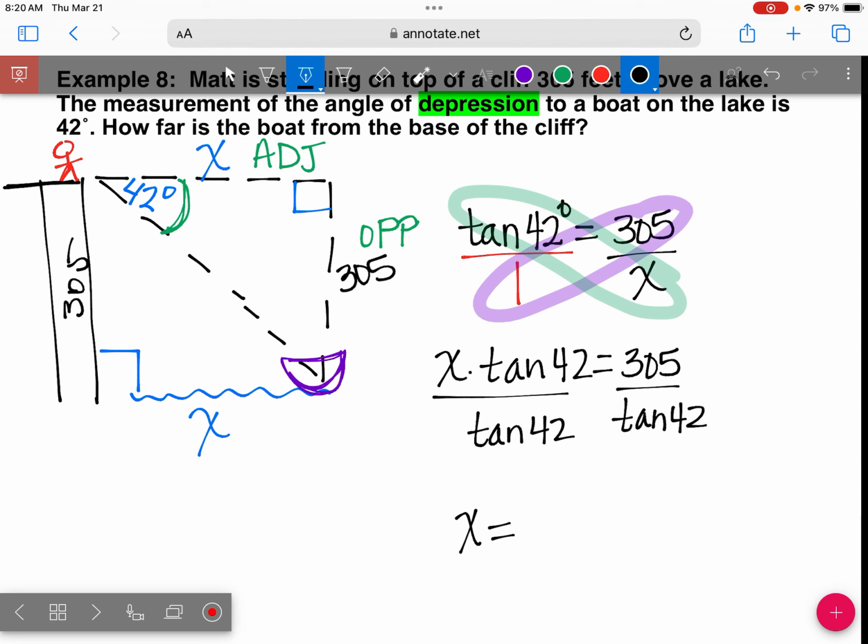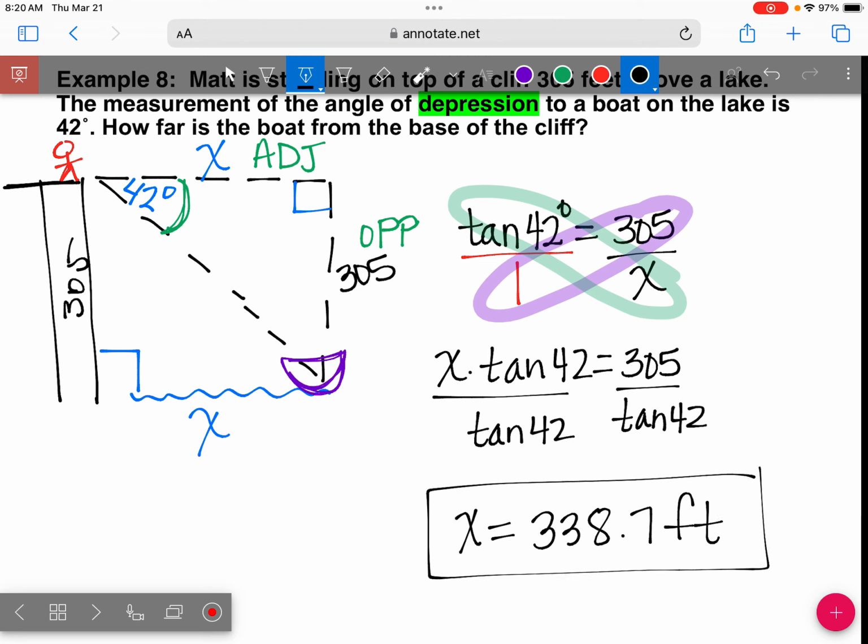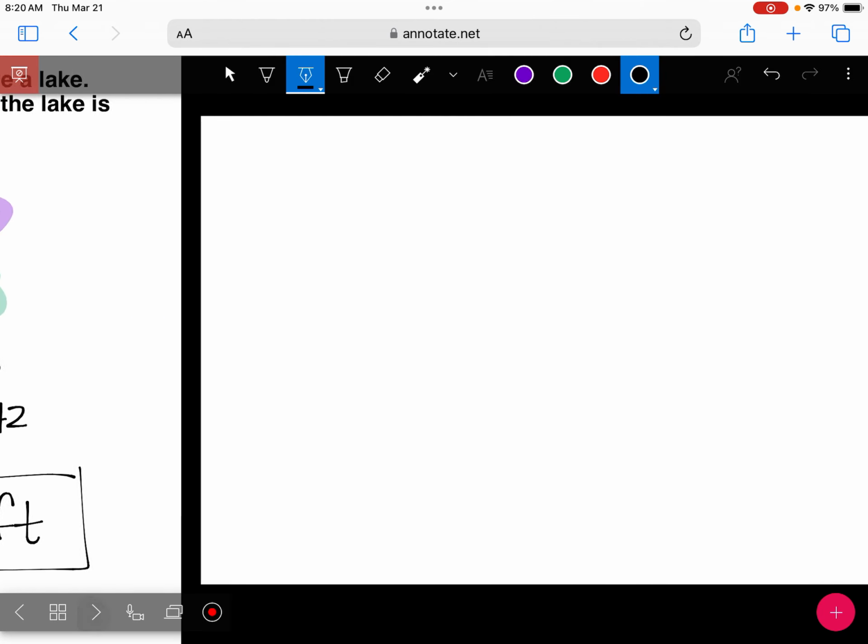And we're going to go to the 10th place. Who got 338.7 feet? And that would be your answer. So again, the majority of your problems for 8-1 are word problems. So I think again, just trying to make a picture that depicts what it's trying to describe. Some of them get a little bit more complicated, but these first few are pretty basic.